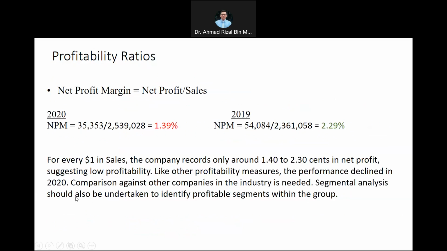1.39% in 2020 and 2.29% in 2019. And again, similarly, the way we interpret it is for every $1 of sales, the net profit is around 1.4 to 2.3 cents. So very low profitability. Sometimes, if we look at it from this standpoint, we may question ourselves if we were the 7-Eleven management.